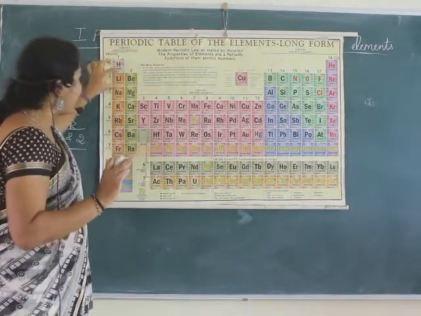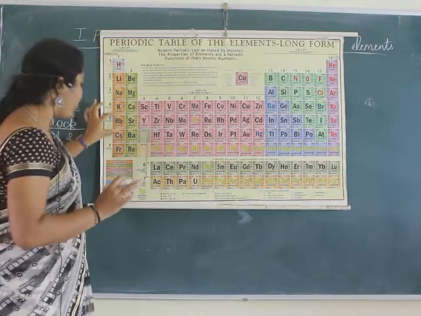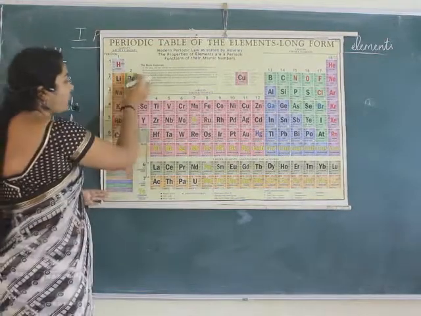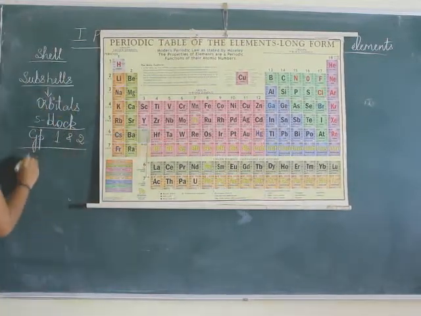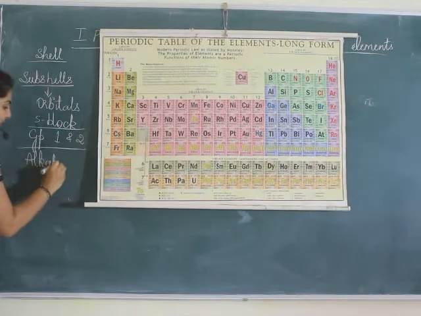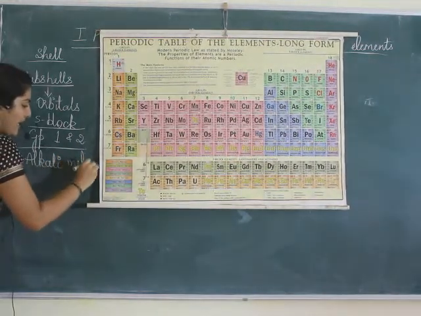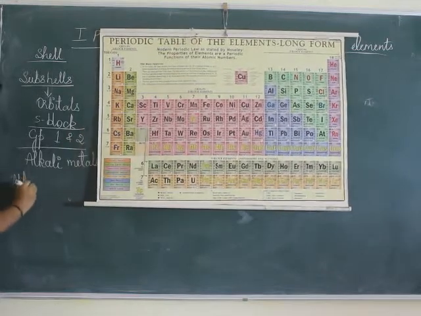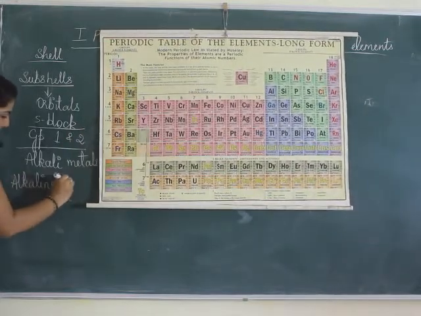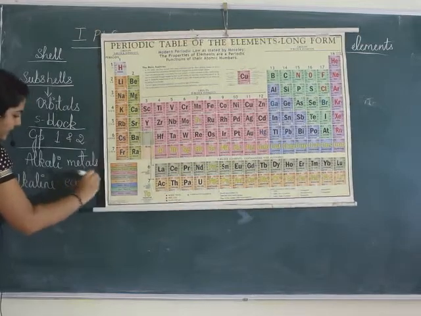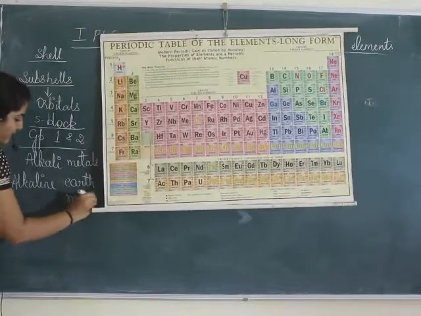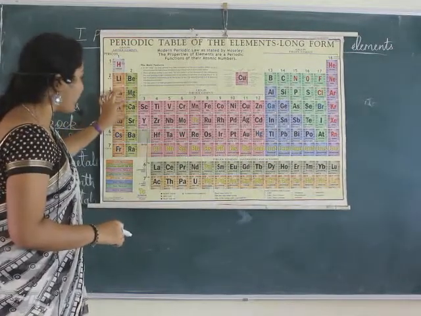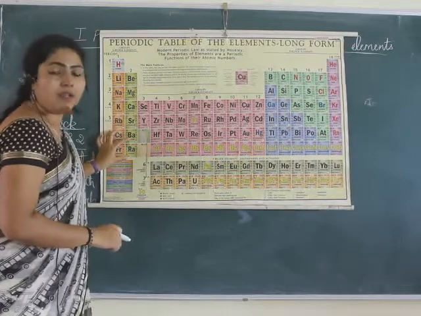Apart from that, lithium, sodium, potassium, rubidium, cesium, francium belong to alkali metals. Group 1 is called alkali metals, that is, the elements are called alkali metals. Group 2 metals are called alkaline earth metals. Which are the metals under this? Beryllium, magnesium, calcium, strontium, barium and radium.